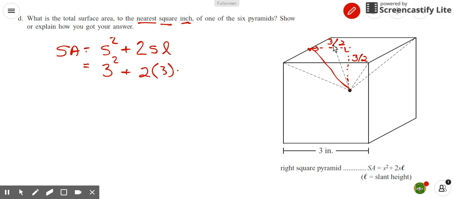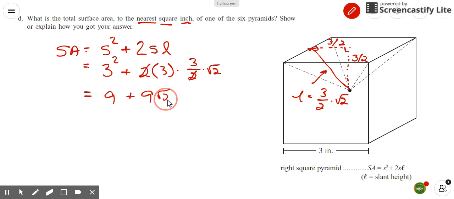If you remember from geometry, when you have a right triangle with two congruent sides, that is an isosceles right triangle, and therefore the slant height here is going to be the leg times radical 2. So L equals 3/2 times radical 2. So let's go ahead and calculate this. 3 squared is 9. When we multiply this, the common factors of 2 will cancel, so I'm left with 9 radical 2.